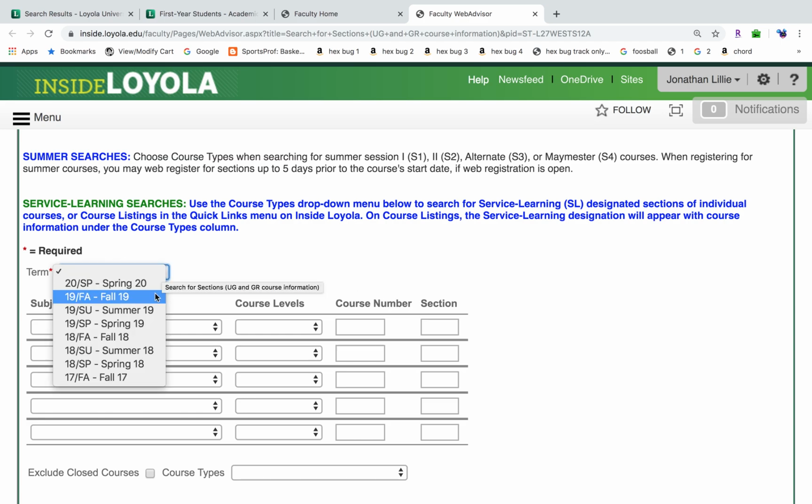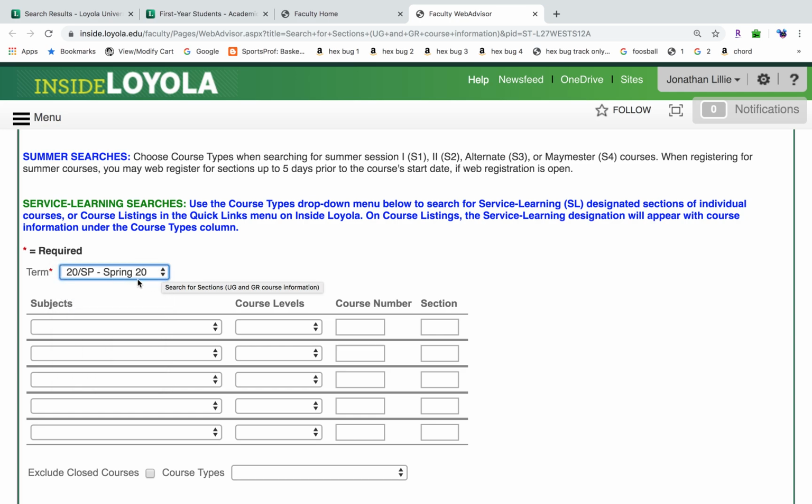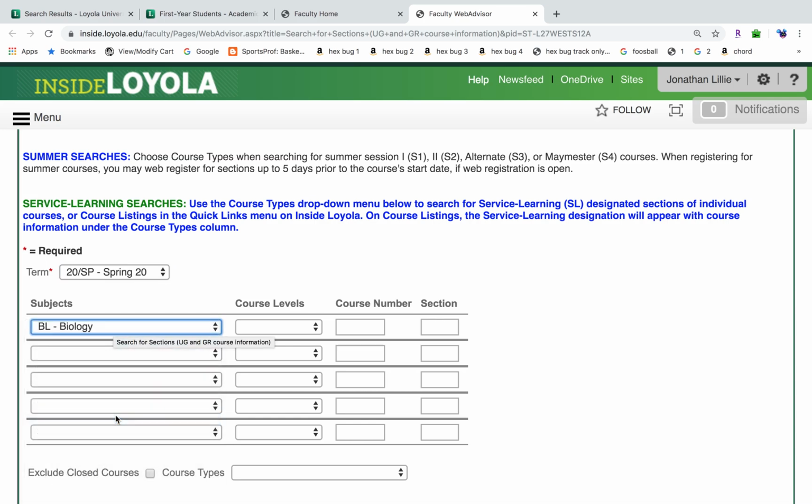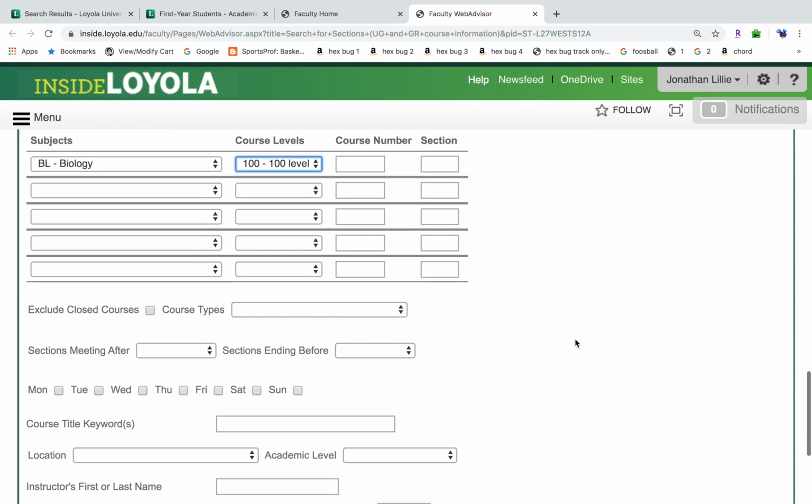Let me go through. I was talking about biology. So all of us are going to be looking at spring 2020. And so let's say I'm thinking about going for that natural science core. All right, I'm going to go through, say, 100 level.